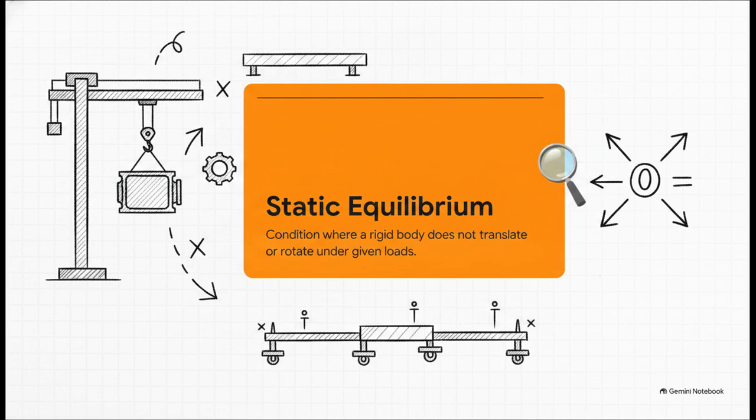The absolute most crucial point here is that for industrial mechanisms to operate safely without catastrophic failure, the structure can neither translate nor rotate under a load. Translation just means it doesn't slide left, right, up, or down. Imagine a factory crane holding a massive engine block. If that crane translates or rotates when it's not supposed to, you've got a total disaster on your hands.